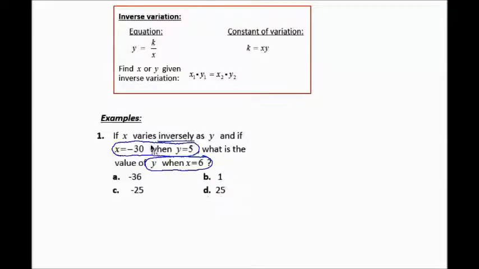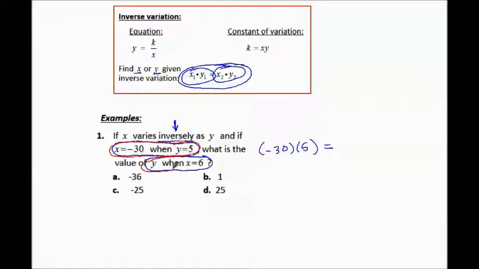They are giving us information of two pairs of x and y's, and when that happens, we can use this for two pairs of x and y's, when you need to find an x or a y given inverse variation. So what they're saying is for the first pair right here, I have a -30 times a 5. That's my first pair right here. And then for my second pair, that's going to be equal to, my second pair is here.